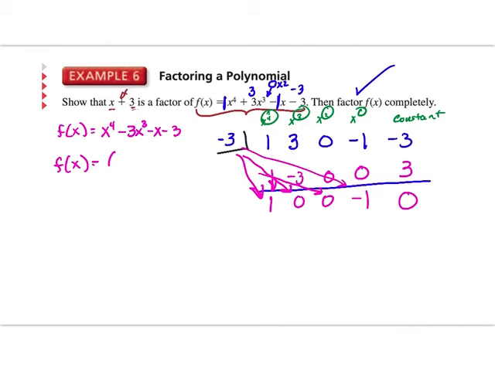It factors as the x plus 3, because it divided into it, and the answer down here was x to the third, no x squareds, no x to the first, minus 1. That is the other factor. Oops, x cubed minus 1. Okay, and this right here, remember, we always go down 1 degree, so it was x to the fourth. Now we're at x cubed.